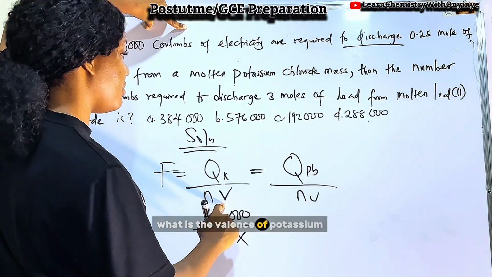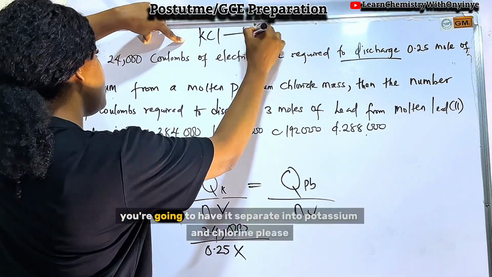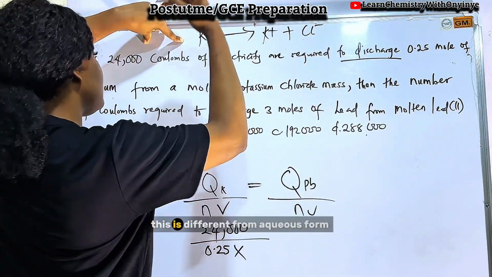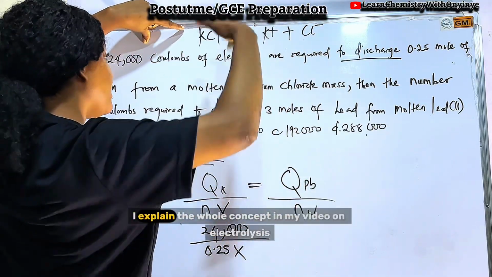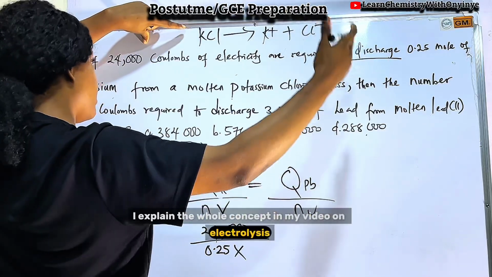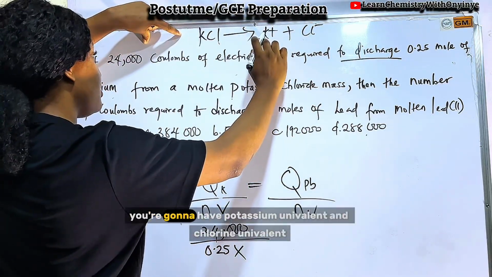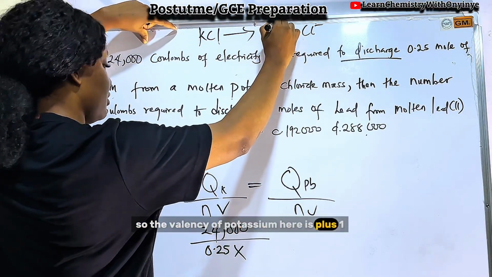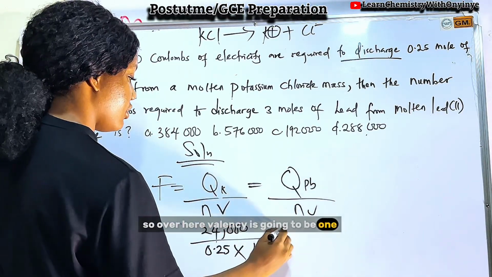What is the valency of potassium? Now, when molten potassium chloride is dissociated, you're going to have it separate into potassium and chlorine. Please, this is different from aqueous form. And for you to understand this better, I explained the whole concept in my video on electrolysis. So you have potassium, you have chlorine. If you dissociate this, you're going to have potassium univalent and chlorine univalent. So the valency of potassium here is +1. So over here, valency is going to be 1.